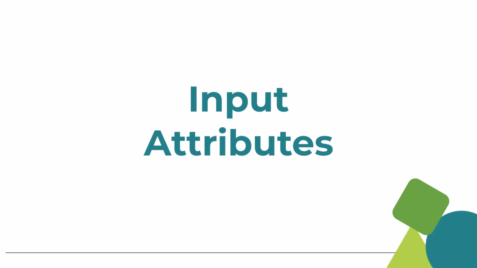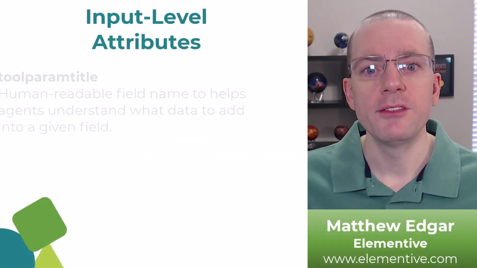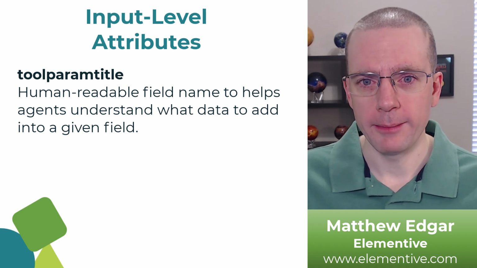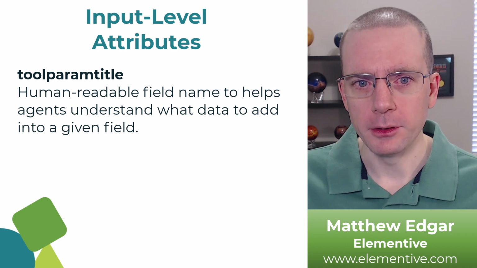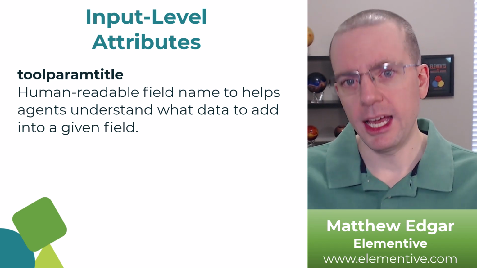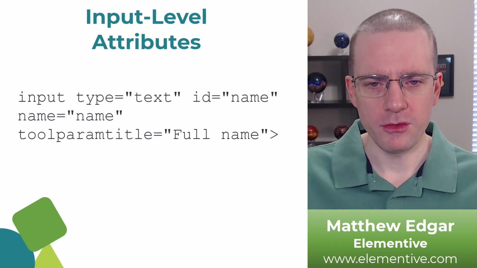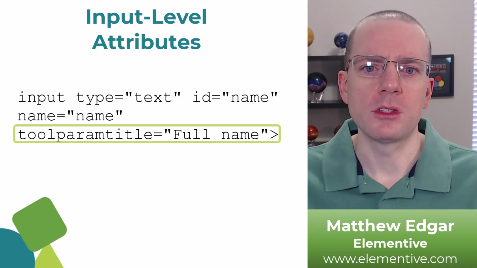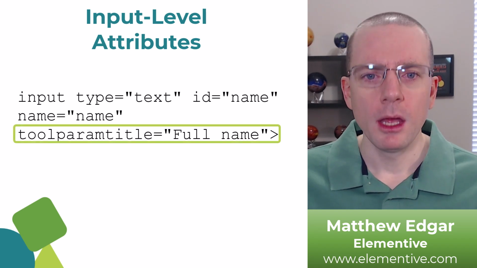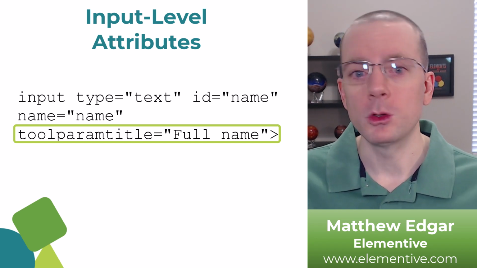Next, we have input level attributes, and there are two attributes that we can add to individual input fields. The first of these is tool param title. Tool param title is a human readable title that you give the input field. And this helps the AI agent understand what exactly the field represents. Why would you use this particular field? So if you have a field that captures somebody's name, then tool param title is probably going to be set to something like full name.